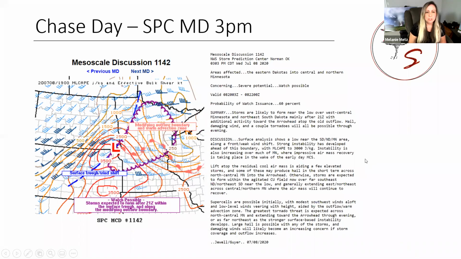And it's always fun to look at the graphics that the Storm Prediction Center puts out when they issue their mesoscale discussion, because they are the experts. They do this 24 hours a day, and they are really good at it. I like to think I'm pretty good myself, but they're sitting there doing this all day long, looking at data, and are very experienced.